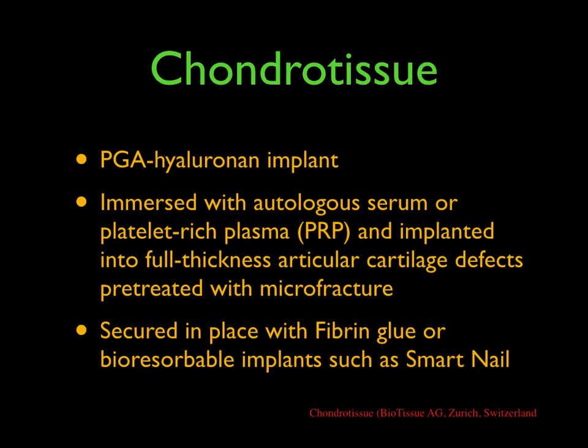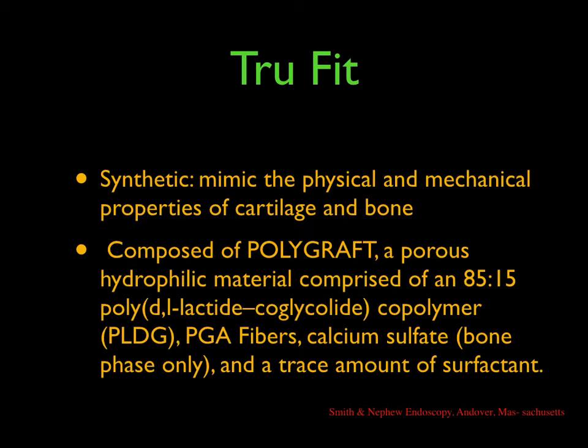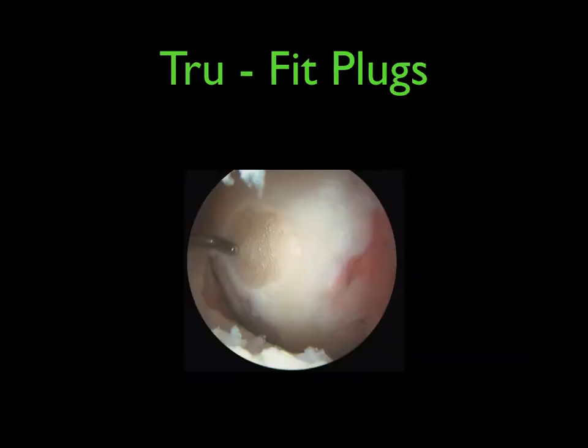And as I said, over time the thought process came into more structural things. So we have a multi-phasic scaffold, and the most popular of this is TruFit, which is again by Smith & Nephew. It mimics the physical and mechanical properties of cartilage and bone, composed of a porous hydrophilic material in an 85 to 15 ratio of PLA and PGA and PLDG, along with calcium sulfate. So that is how the multiphasic or biphasic scaffold came in, and these are the plugs. This is an example of a TruFit plug.